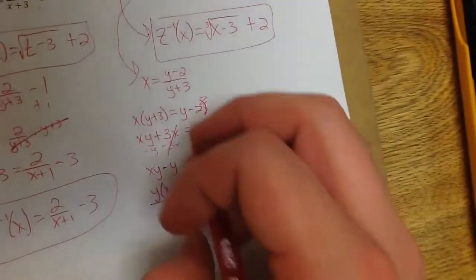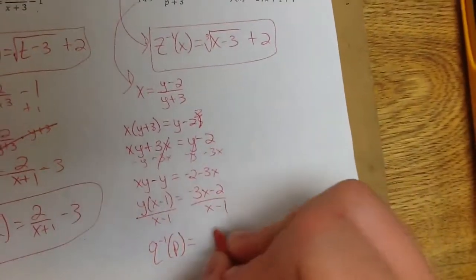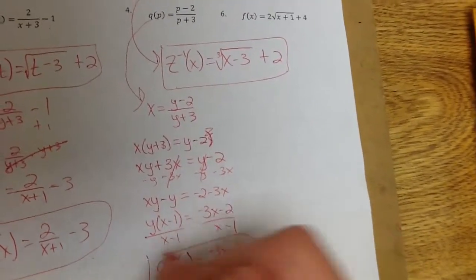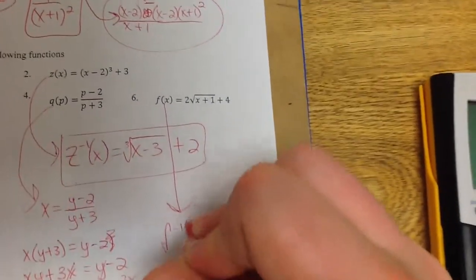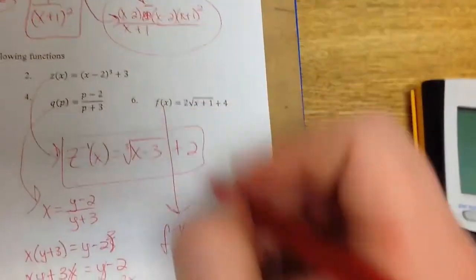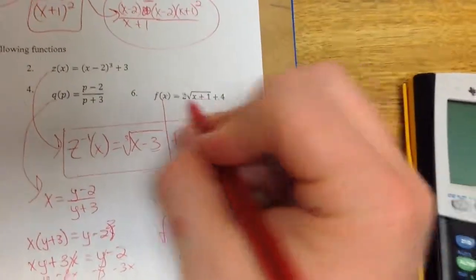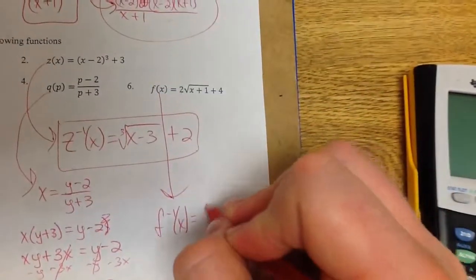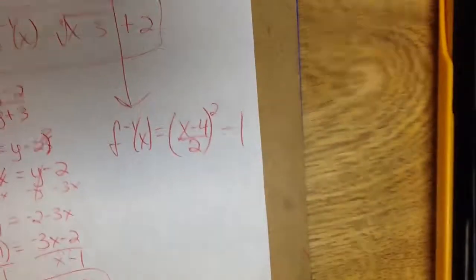So what it was, q negative 1 of p equals negative 3x minus 2 over x minus 1. And that one's another in your header, so f minus 1 of x equals, you're going to take x, do the opposite, so you're going to subtract 4, then you're going to have to divide by 2, then the opposite of square root is to square it, and then subtract 1, so there it is.